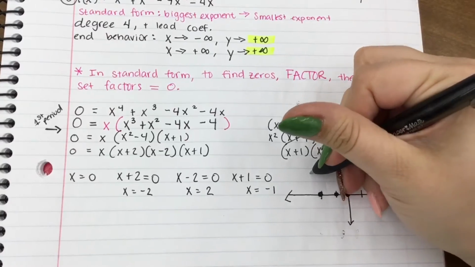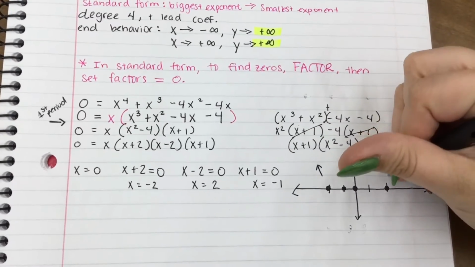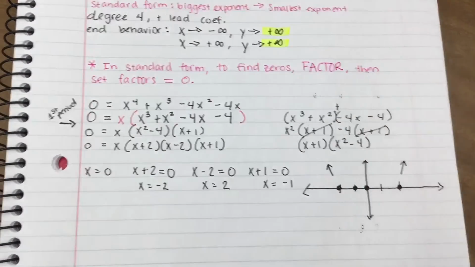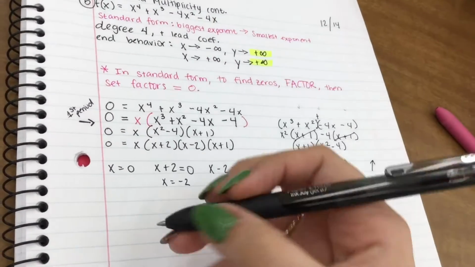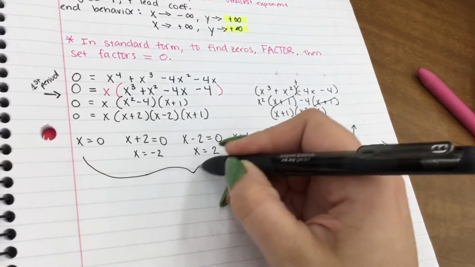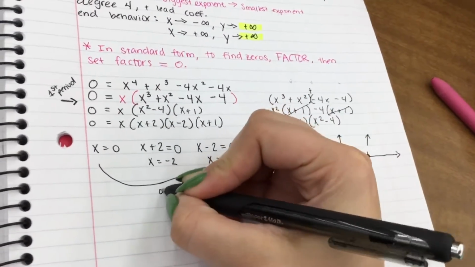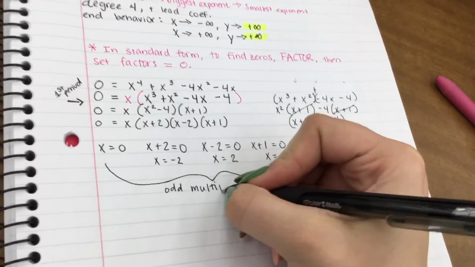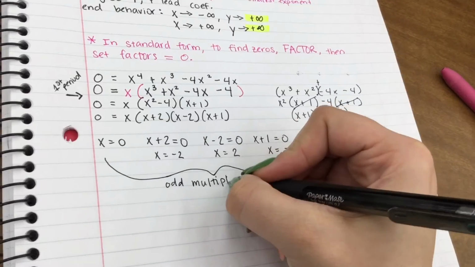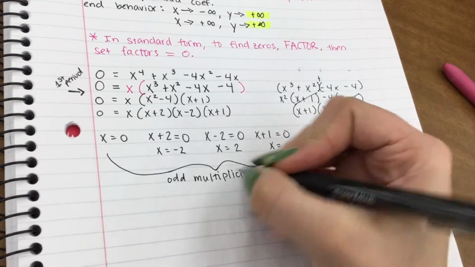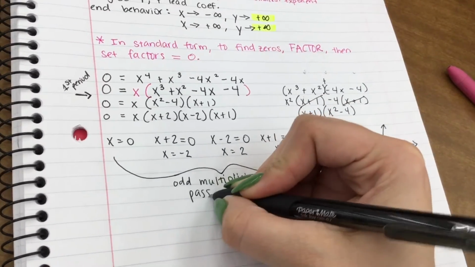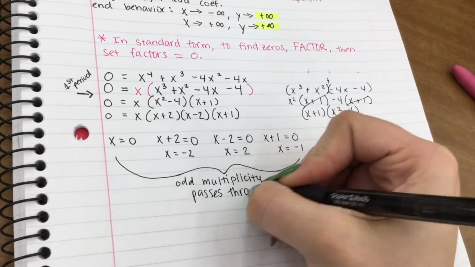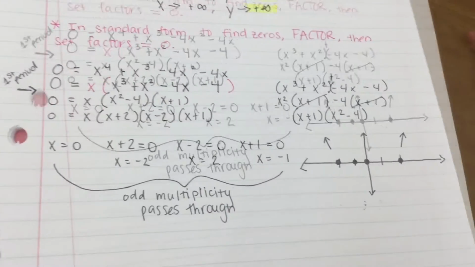Now, because I know the end behaviors here are both pointing up, I can plot all 4 of those x-intercepts. They all have multiplicity 1, which is an odd multiplicity. So that means that they pass through the graph. So now I should be able to use that information from the end behavior and the zeros to connect those points all together to make that sketch of the graph.